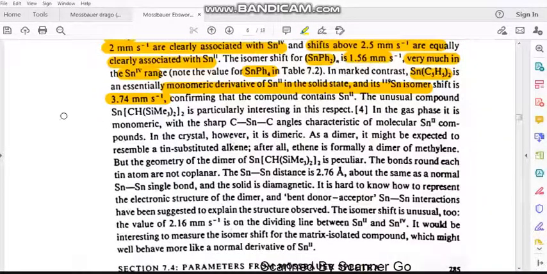Another important thing is the unusual compound Sn[CH(SiMe3)2]2. That means in CH3, two hydrogens are replaced by SiMe3, so in the CH3 we have two SiMe3 groups, twice over. So this one is also a tin dialkyl derivative. It's interesting from the data. In the gas phase, it is monomeric, with a sharp C-Sn-C angle.